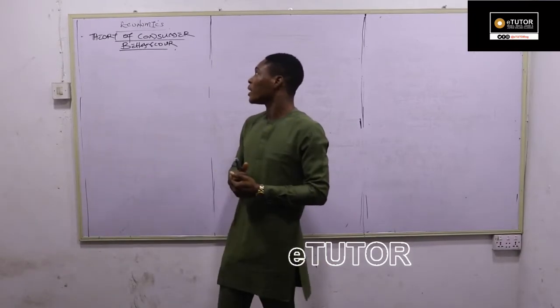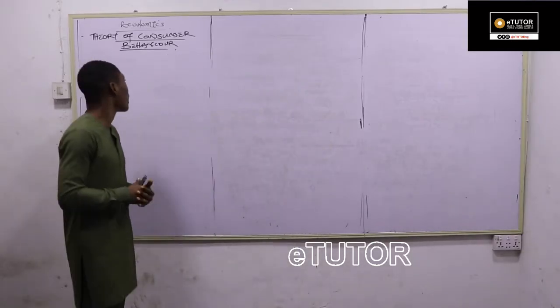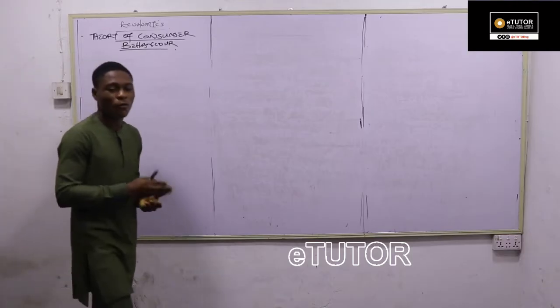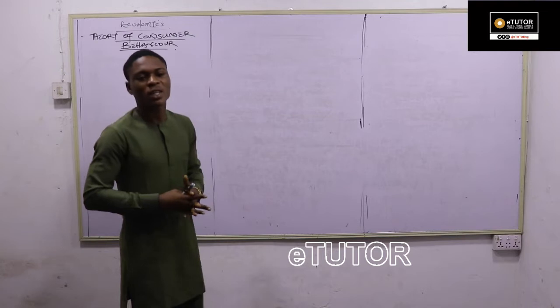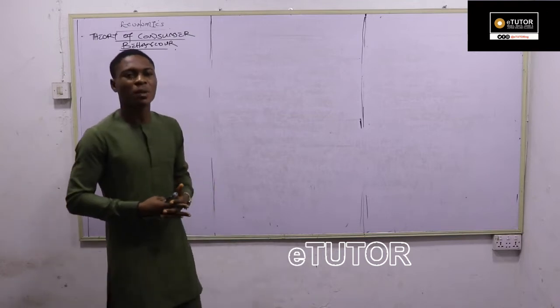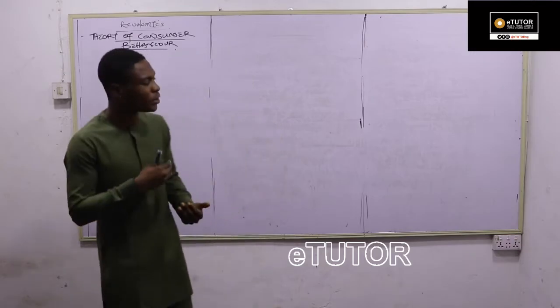So today in economics, I will be starting with what I call the theory of consumer behavior. Now, as an economics student, whenever you hear the word theory, it simply means law. Are you getting it now? Theory means law. And how do we derive this law?